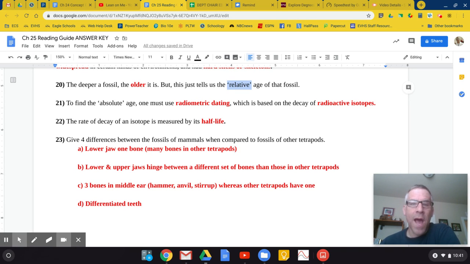Uranium, that's radioactive, decays into lead, for instance, at a very specific rate. And so if we're able to take a look at a rock and see that radioactive uranium and compare how much there is of that to how much there is of that lead that it decays into, scientists can determine how old that rock is.